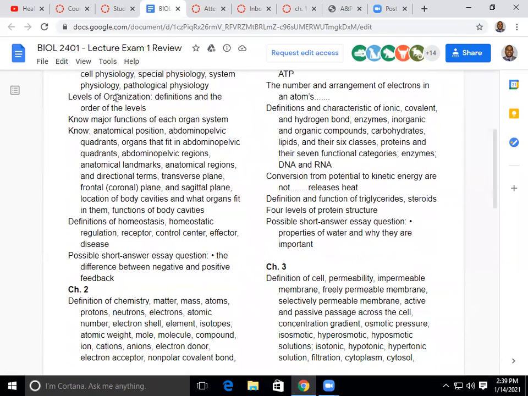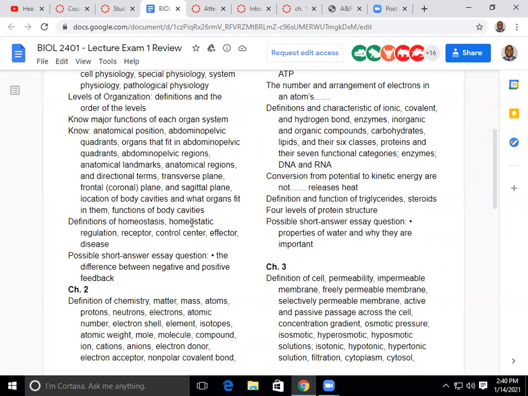All right. Levels of organization, definitions in the order of the levels, major functions of each organ system. You'll do that in lab. Know anatomical position. We covered that today. The quadrants, abdominal pelvic quadrants, organs that fit in the abdominal pelvic quadrants. We'll do that in lab. Abdominal pelvic regions, anatomical landmarks, anatomical regions and directional terms, transverse plane, frontal, coronal plane, sagittal plane. We did that today. Location of the body cavities and what organs fit in them. We started that today, and we'll cover that again in lab. Functions of the body cavities.